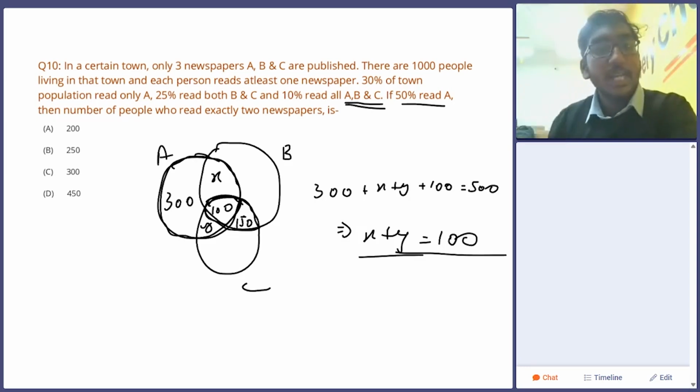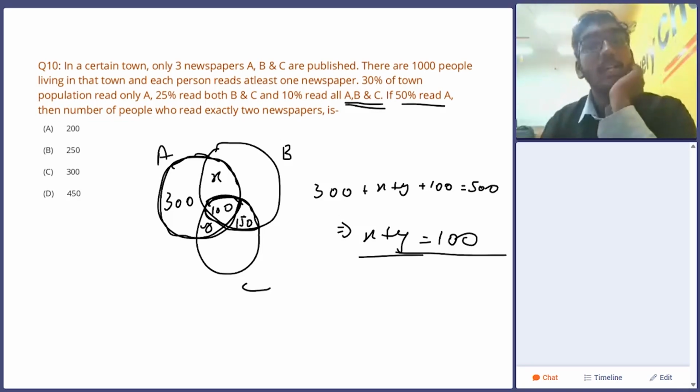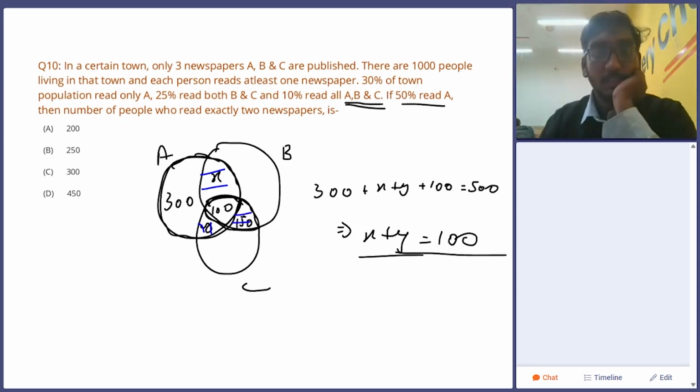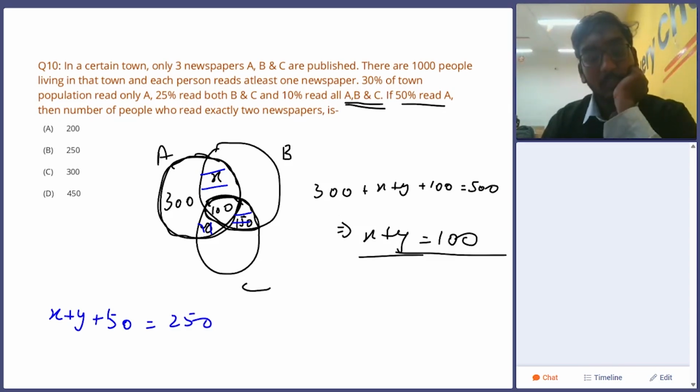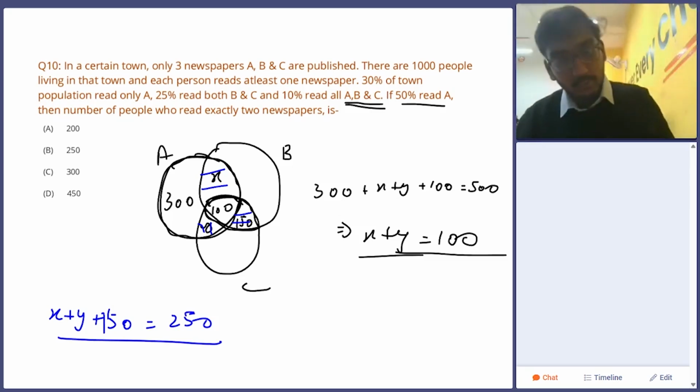And what is the question now? They are asking the number of people who read exactly 2 newspapers. So the people who read exactly 2 newspapers are in this region X, this region Y, and this 150. So that will be the sum of these 3, X plus Y plus 150, which will be 250.